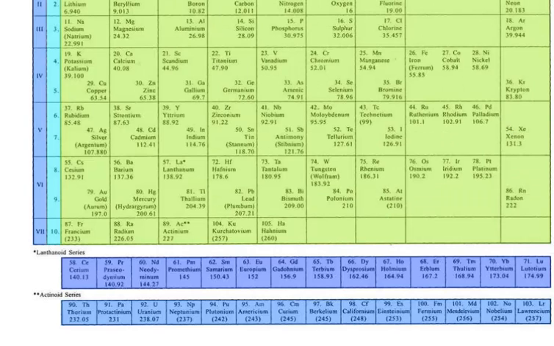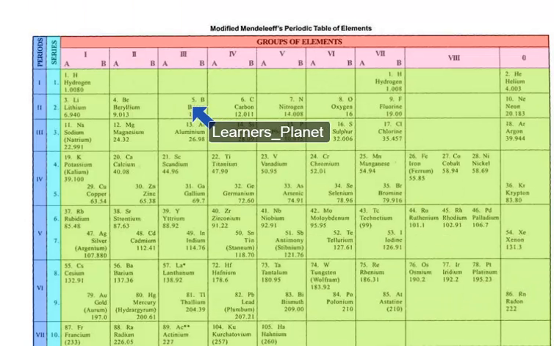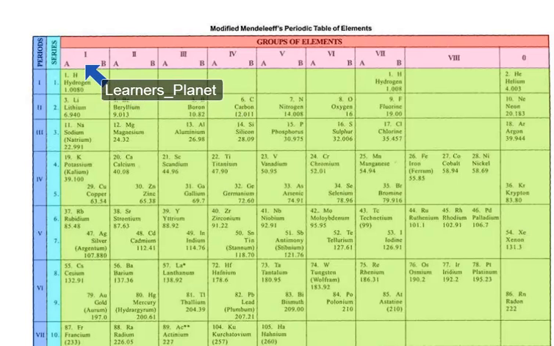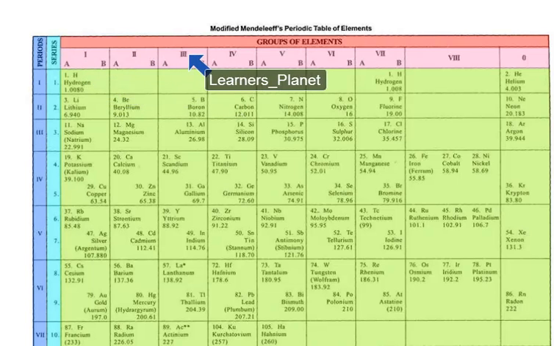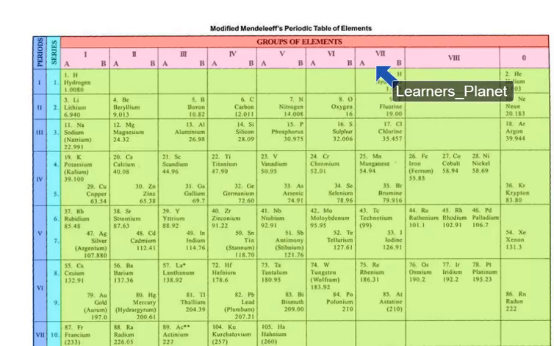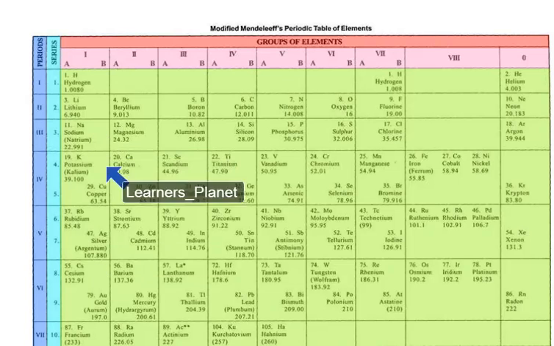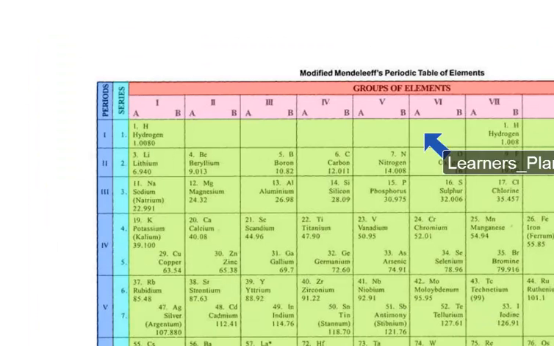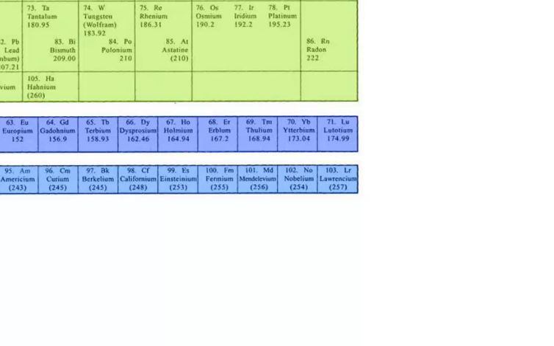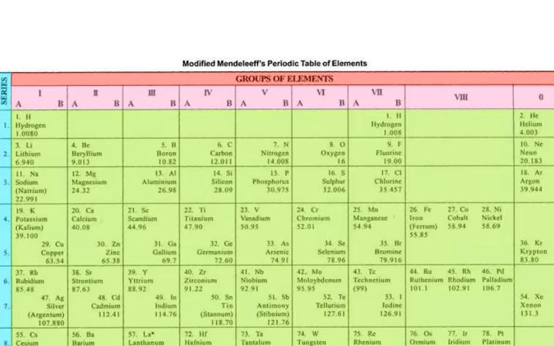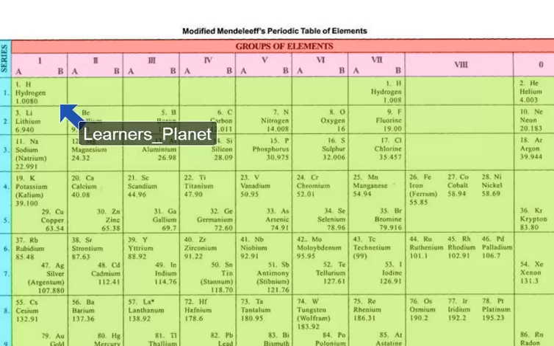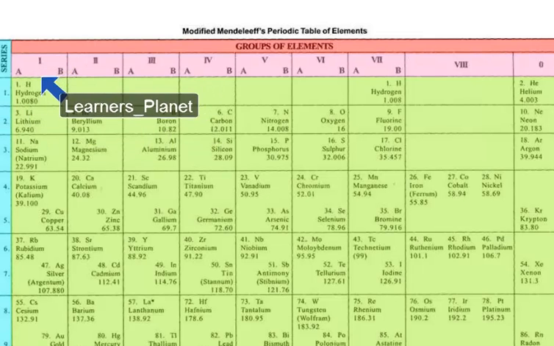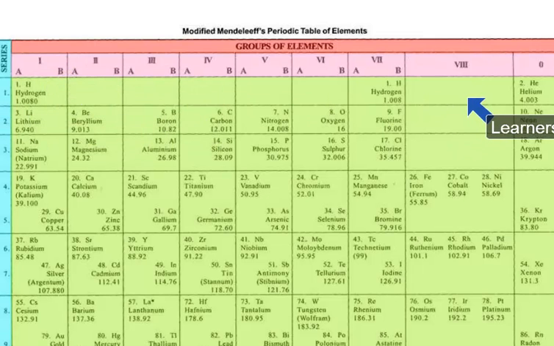So students, what you have to remember is how many groups there are. Just check out 1, 2, 3, 4, 5, 6, 7, 8 and the 0 group. So these vertical columns are called what, students? These are called groups. And the horizontal ones are called what? The periods or the series. Got my point? These are all the groups.